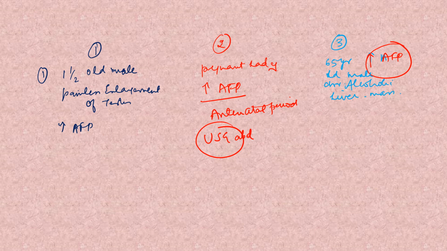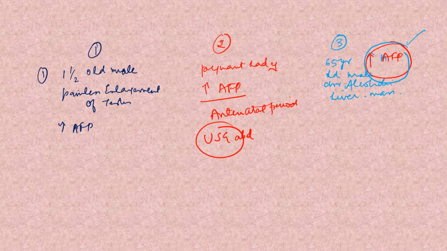The common baseline for all is elevated alpha fetoprotein, but the difference is in the history. The main difference is the age and the organ which is involved. The diagnosis is different. If I just give an elevated AFP, it's very difficult to diagnose because it can be elevated in many conditions. So you have to always ask for a history, and history is very, very important.